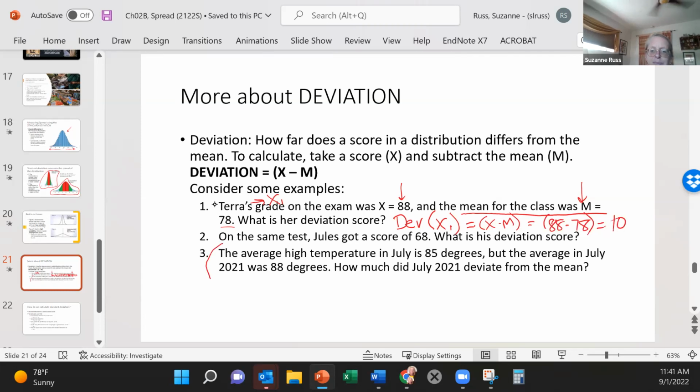Skipping down to number 3, the average high temperature in July is 85 degrees. So the distribution that we're looking at is actually all the Julys across years. But the average in July 2021 was 88 degrees. So if we averaged up the temperatures for all the Julys across time, it's 85 degrees. So all the days in July and all the Julys in history is 85 degrees. But in 2021, the average was 88 degrees. How much did July 2021 deviate from the mean?